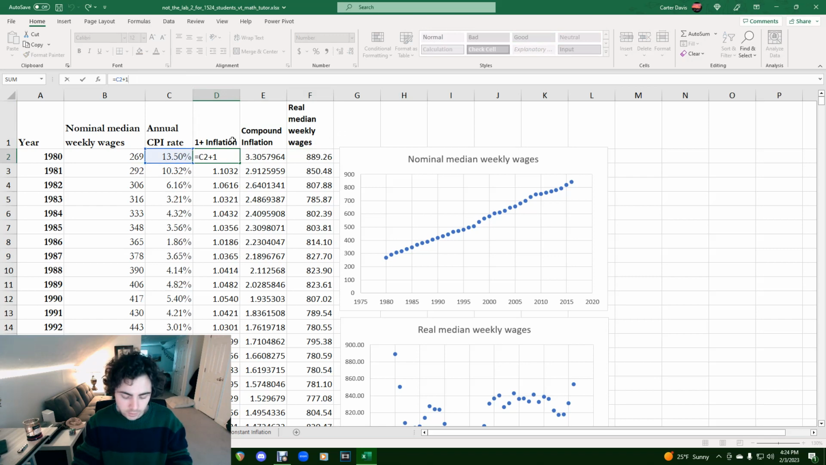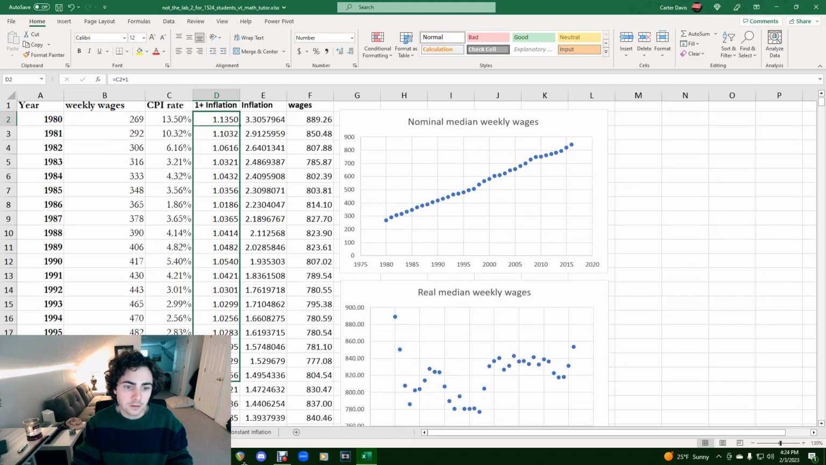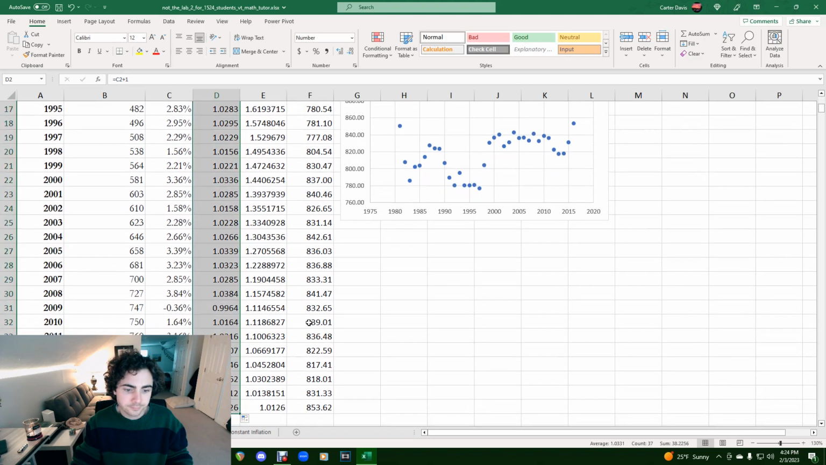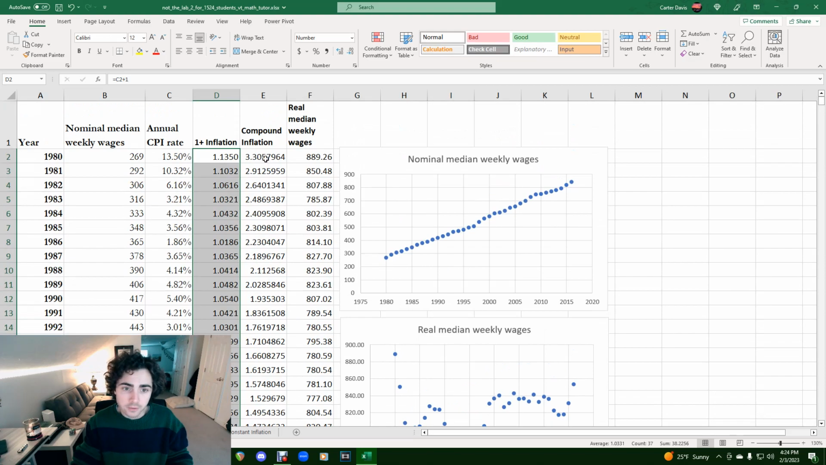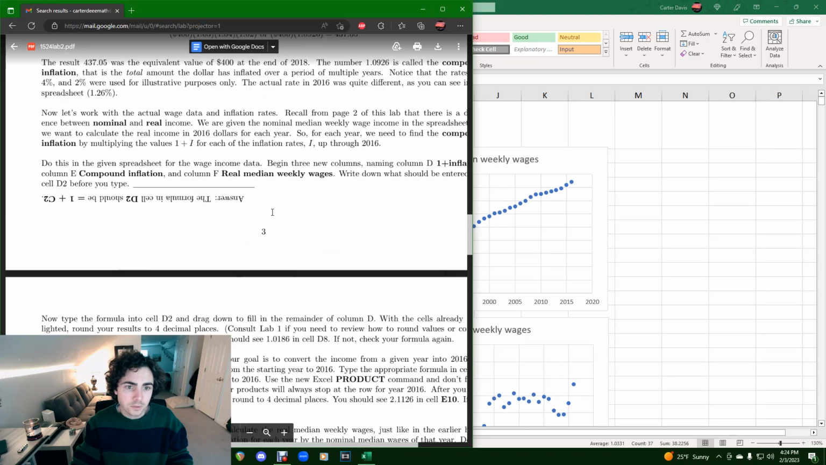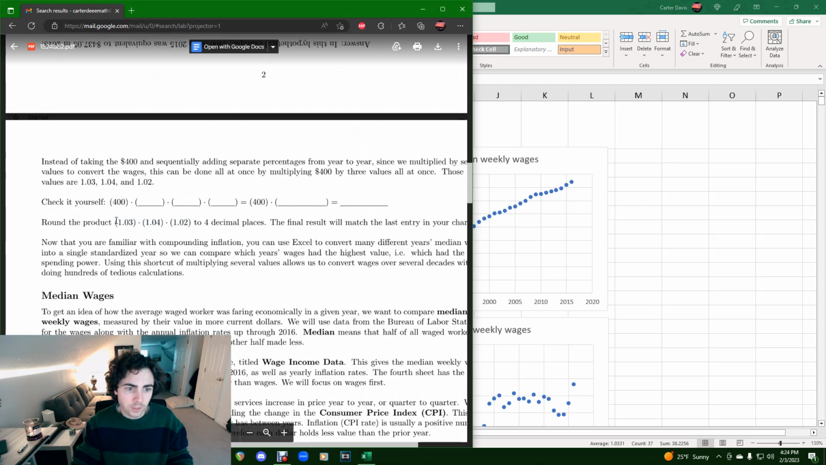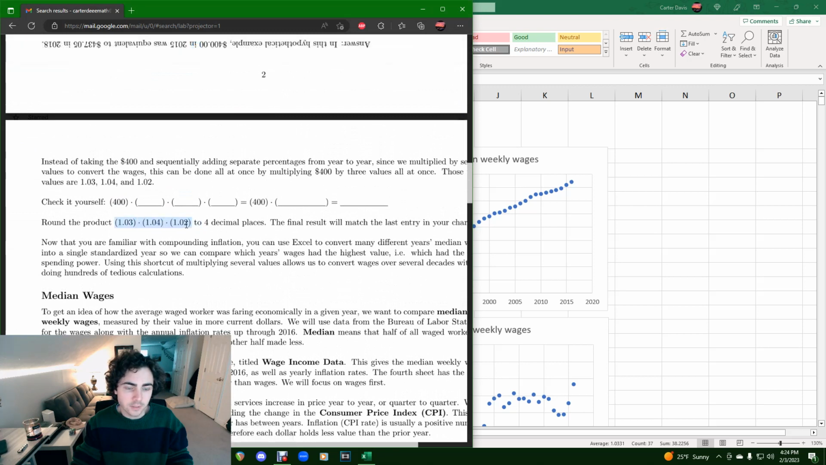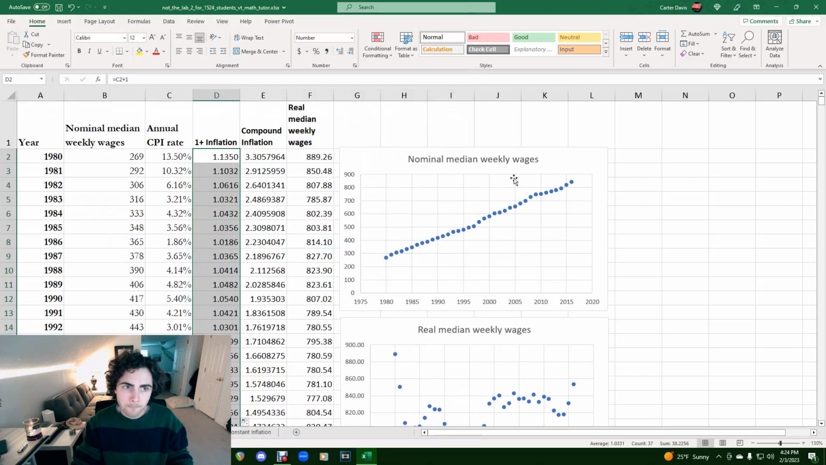You don't have to do anything else. You just do C2 plus 1, and then drag this all the way down. That's it. And then compound inflation. Compound inflation is what I was referencing when I said multiply these three values together. So it's like years and years of inflation rates being multiplied together.